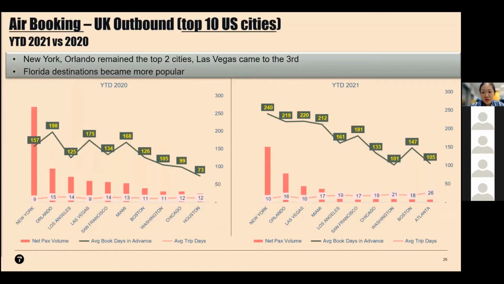So New York and Orlando remain the top two cities, and Las Vegas actually jumped to third with 61% recovery. Florida destinations became more popular. Miami actually jumped from 6th to 4th top destination.